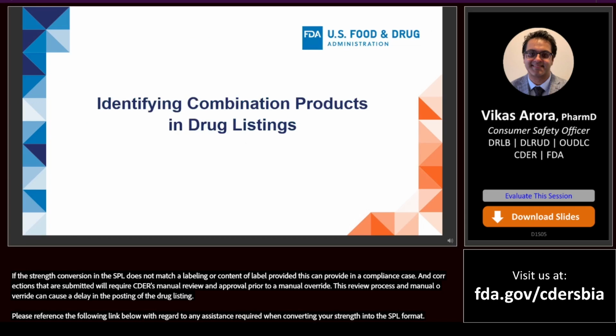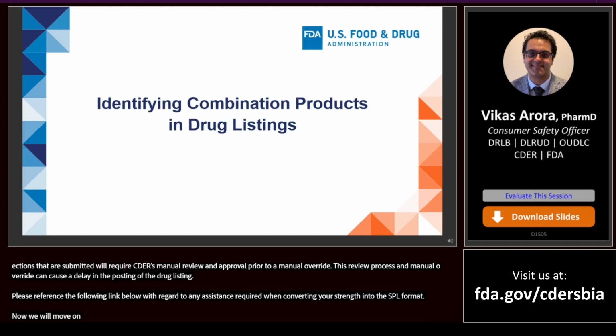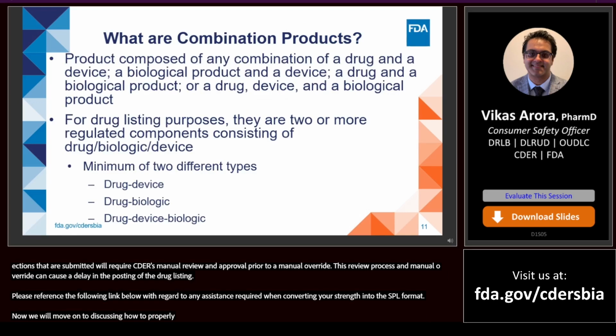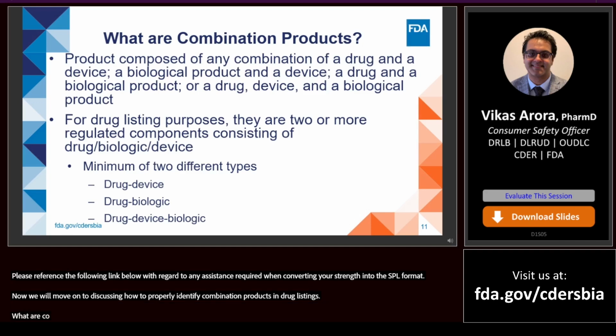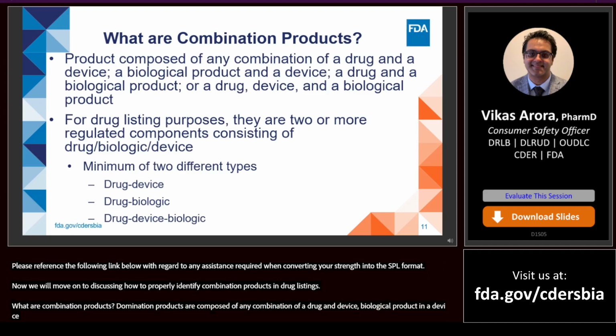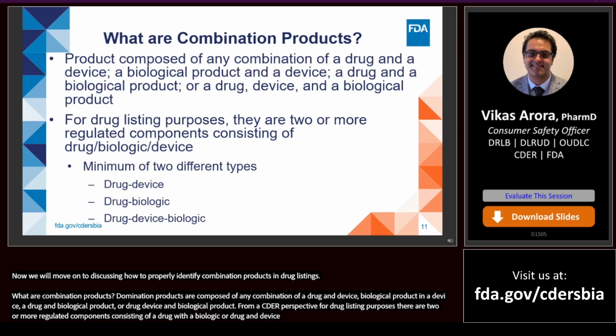Now we will move on to discussing how to properly identify combination products in drug listings. So what are combination products? Combination products are composed of any combination of a drug and a device, a biological product and a device, a drug and a biological product, or a drug, device, and a biological product. From a CDER perspective, for drug listing purposes, there are 2 or more regulated components consisting of a drug with a biologic, or a drug and a device, or a drug, device, and a biologic, as you can see in those combinations below.